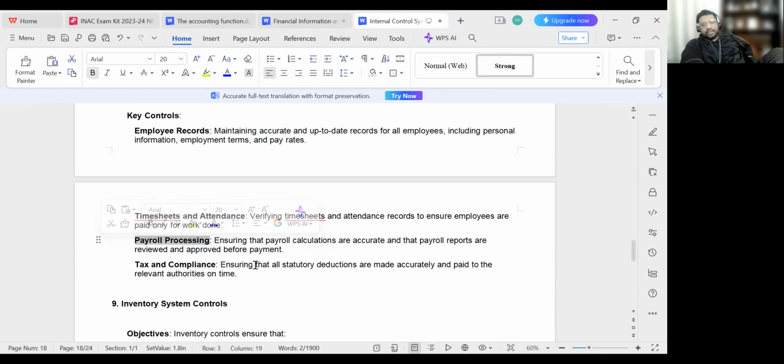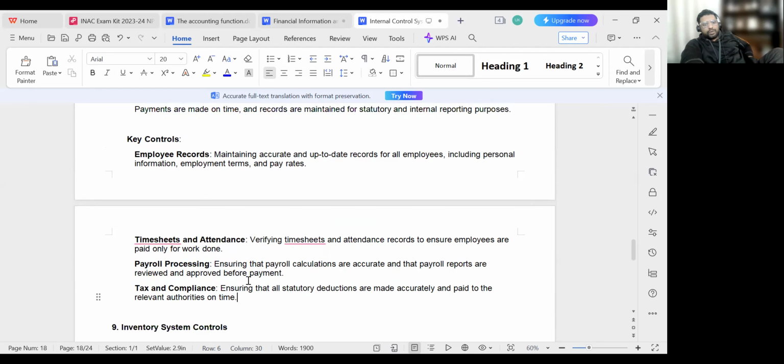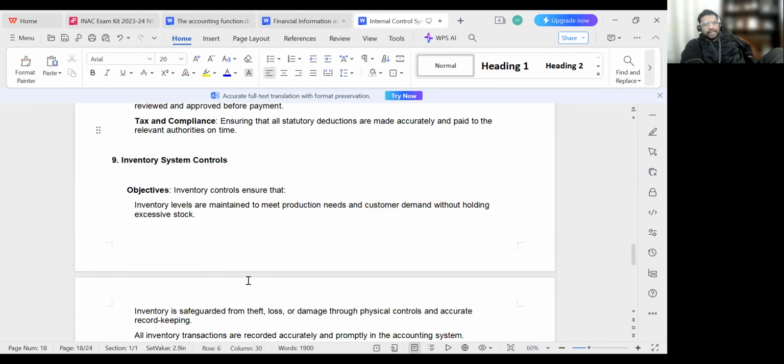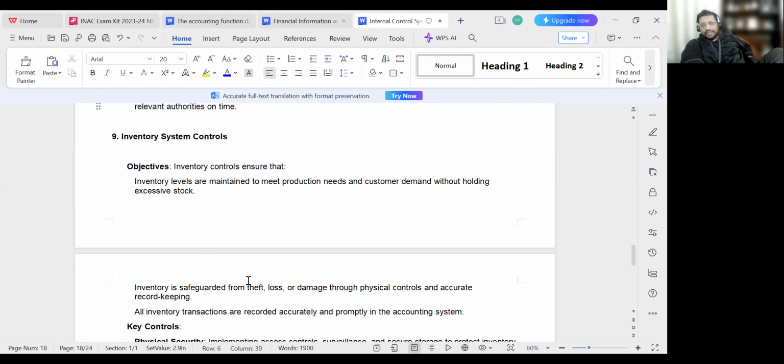The payroll processing, you ensure that the payroll calculations are accurate and that payroll reports are reviewed and approved before payment. Okay. Then we have tax and compliance, so ensuring that all statutory deductions are made accurately and paid to the relevant authorities. Okay. So this is what you want to make sure for the payroll system. Then we have inventory system controls.